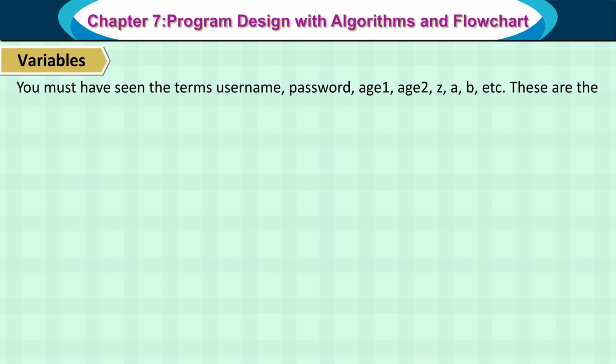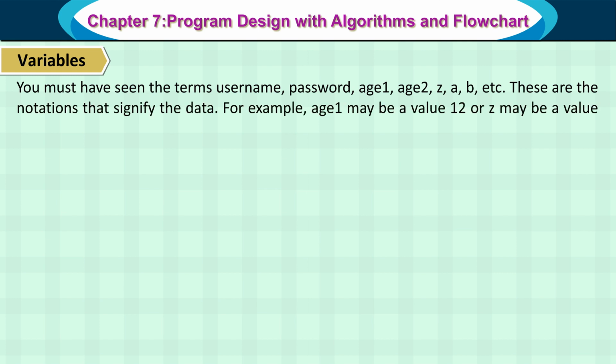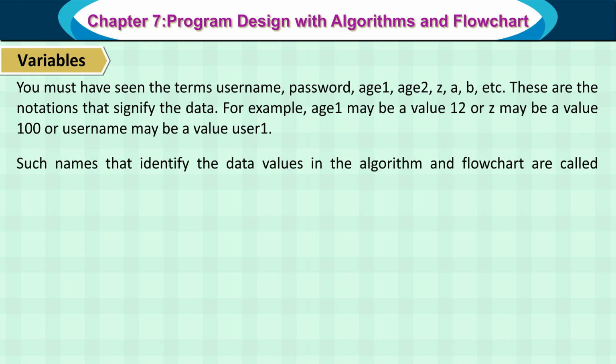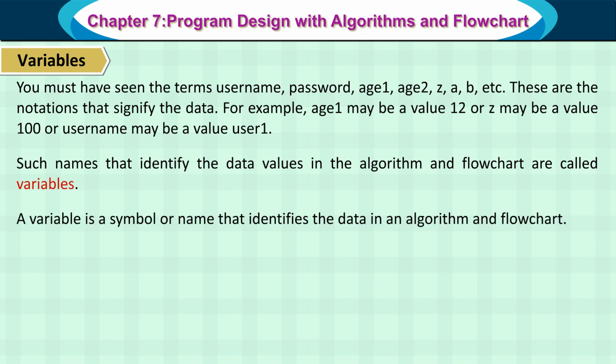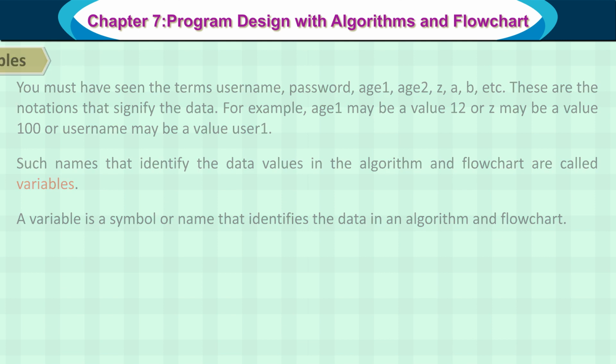Variables. You must have seen the terms username, password, age 1, age 2, Z, A, B, etc. These are the notations that signify the data. For example, age 1 may be a value 12 or Z may be a value of 100 or username may be a value user1. Such names that identify the data values in the algorithm and flowchart are called variables. A variable is a symbol that identifies the data in an algorithm and flowchart.